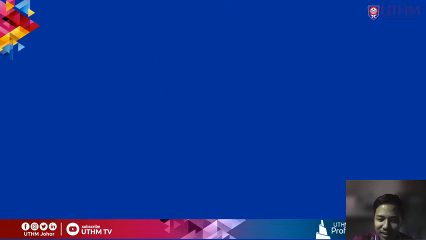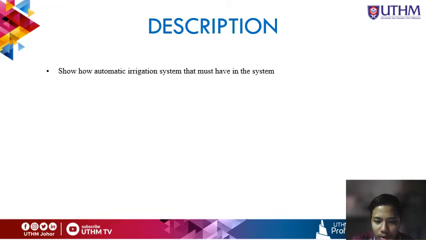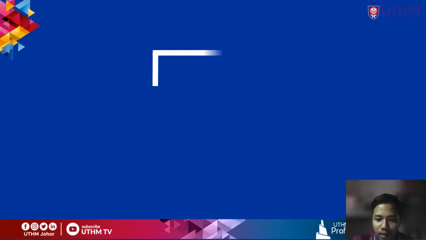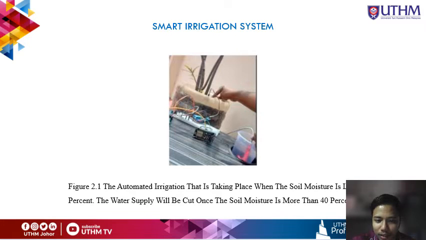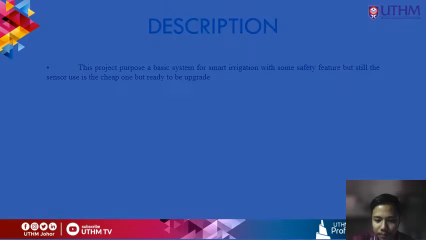My literature review. Previous project 1 is an IoT-enabled smart farming irrigation system, which shows the automatic irrigation system, the basic components and the basic system. Previous project 2 is a smart irrigation system. This project proposes a basic system for smart irrigation with some safety features, but the sensor used is a cheap one, ready to be upgraded.